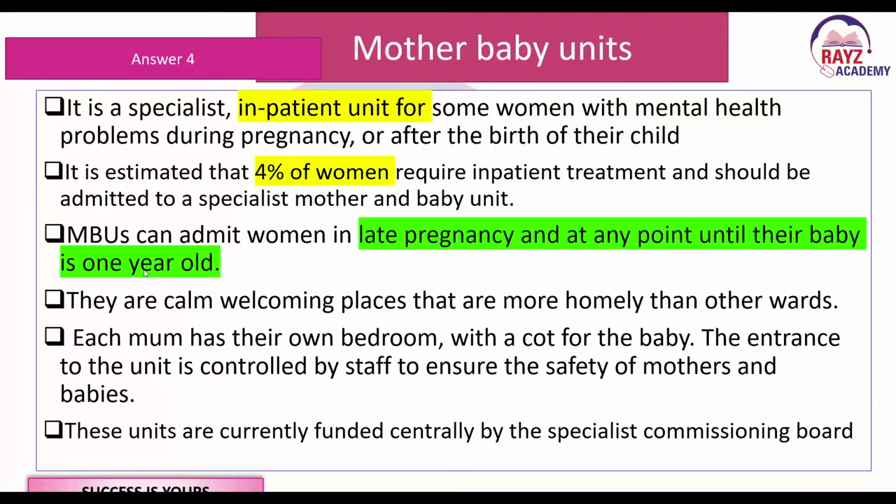Okay, remember this point. These are calm, welcoming places that are more homely than other wards. Each mother has her own bedroom with a cot for the baby. The entrance of the unit is controlled by the staff to ensure the safety of the mothers and the baby. These units are currently funded centrally by specialist commissioning boards.